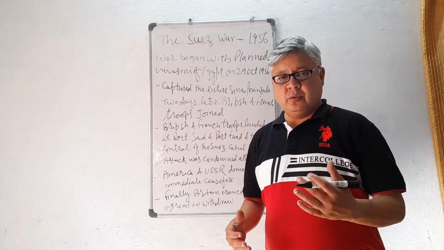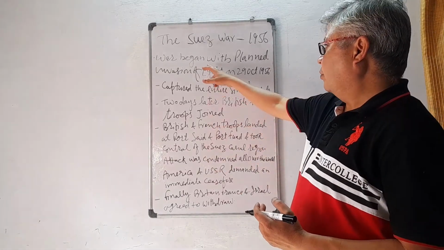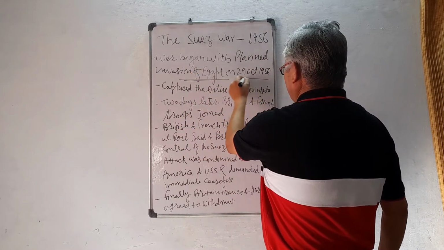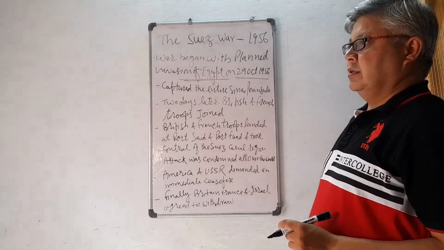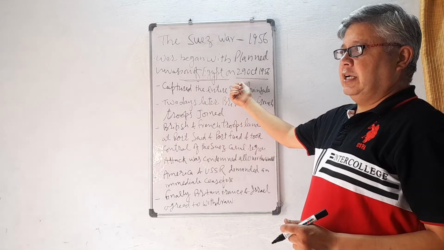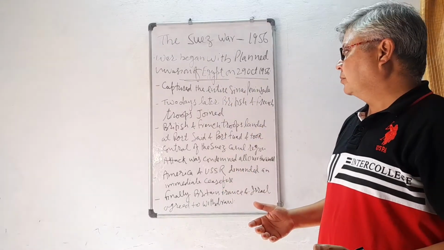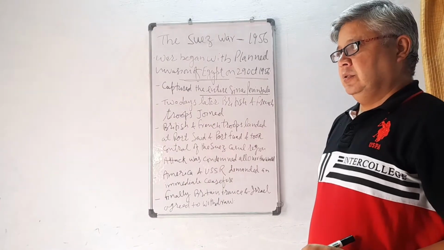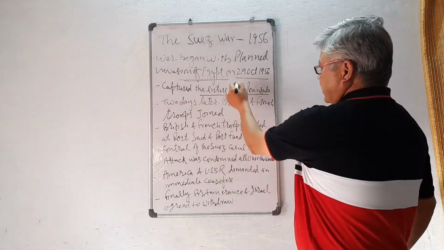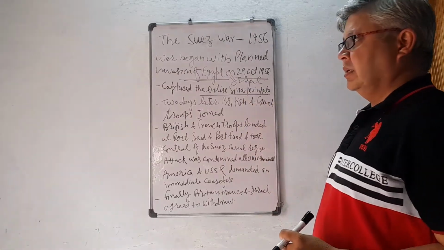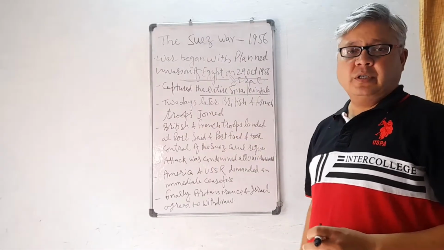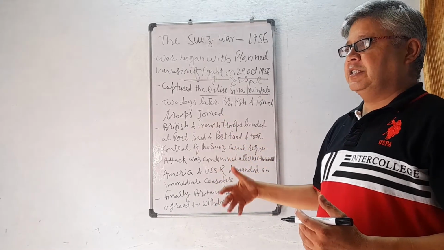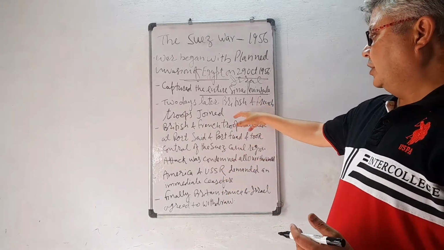So, as per the secret plan, the war began with the planned invasion of Egypt on 29th October 1956. Israel, as per the plan, attacked Egypt's Sinai Peninsula region and captured the whole of it. Two days later, British and French troops also joined. Although it was decided that all three would attack Egypt together, the British and French troops were a little late, so they joined two days later.